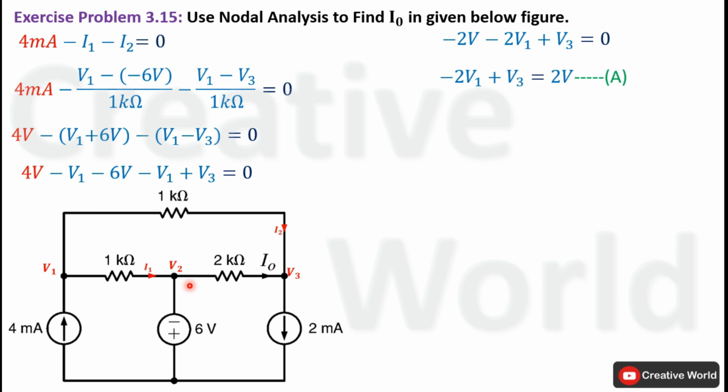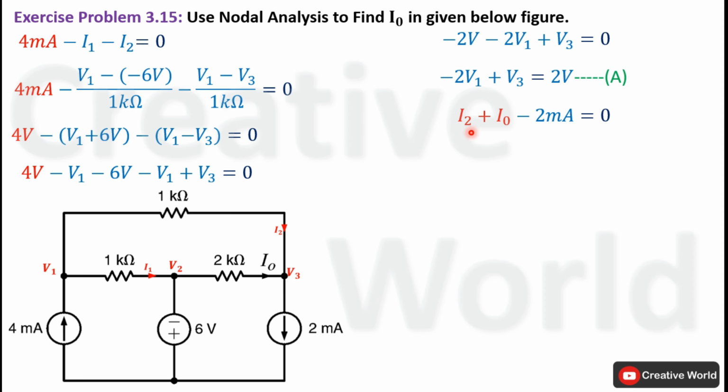Now there is no need to apply Kirchhoff's current law on this node because this node voltage is already known, which is minus 6 volt. So we will apply Kirchhoff's current law on this third node. On this node, two currents are entering, I2 and I0, while only one current is leaving, that is 2 milliampere, and the leaving current is taken with negative sign.